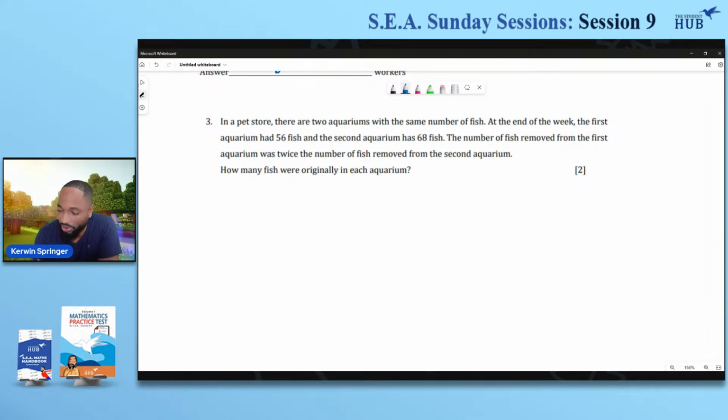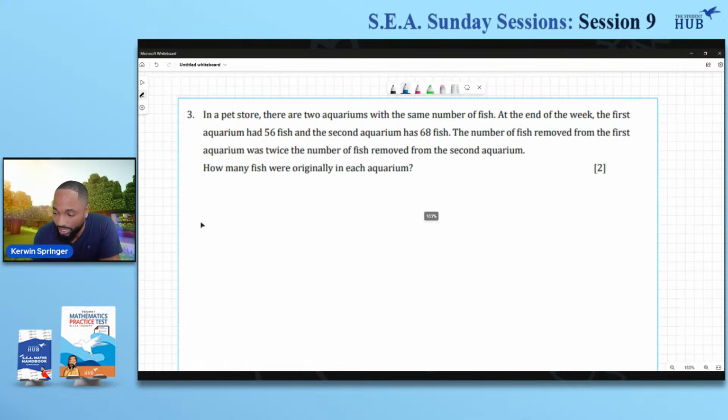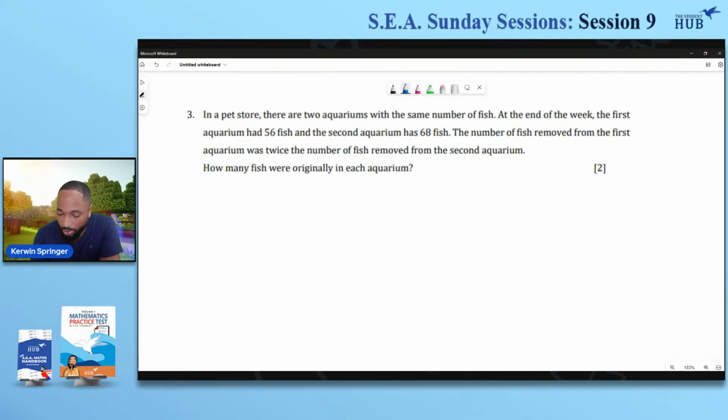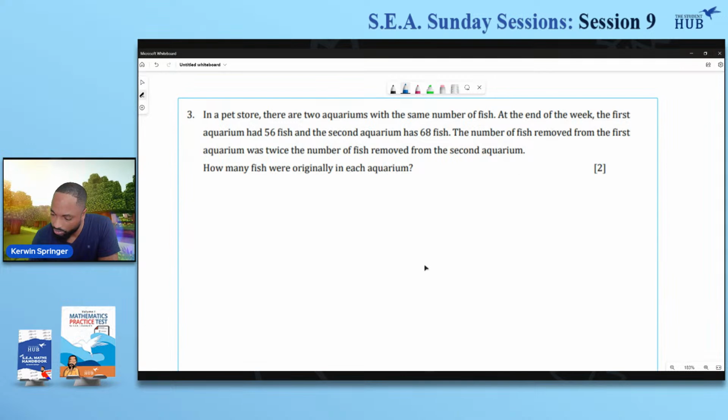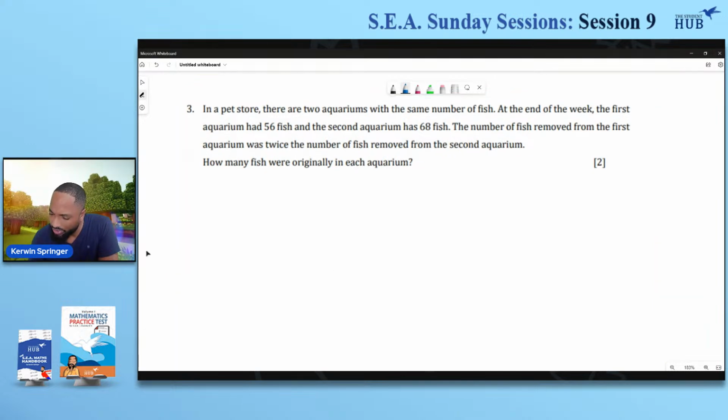In a pet store, there are 2 aquariums with the same number of fish. At the end of the week, the first aquarium has 56 fish and the second aquarium has 68 fish. The number of fish removed from the first aquarium was twice the number of fish removed from the second aquarium. How many fish were originally in the aquarium? I need to do this again.